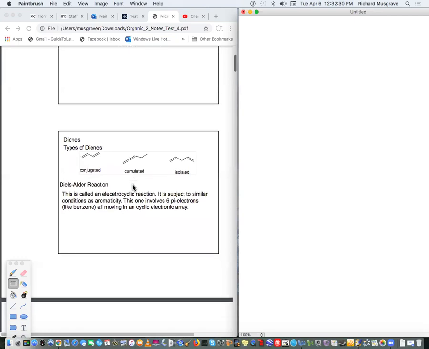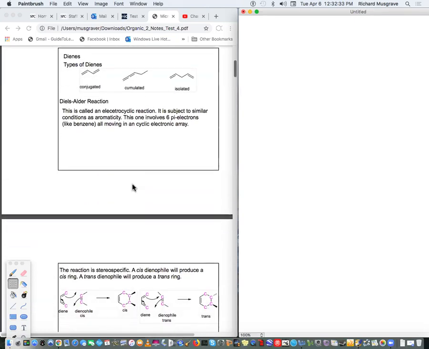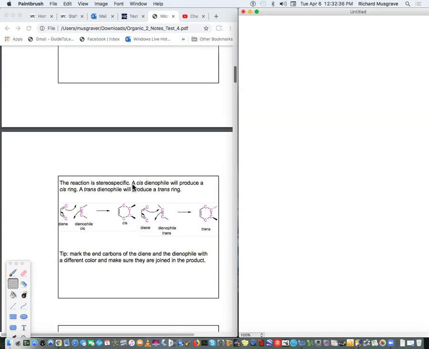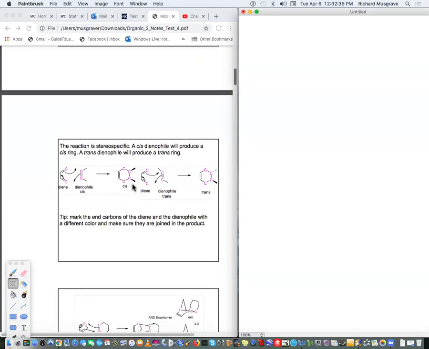Now, the Diels-Alder reactions only involve the conjugated dienes. So the reaction itself consists of two parts: a conjugated diene, and a double bond compound, usually with one double bond in it. It can have more, but generally one double bond, and we call that the dienophile. Phile means like or loving, so diene loving. It's the compound that's going to react with the diene.